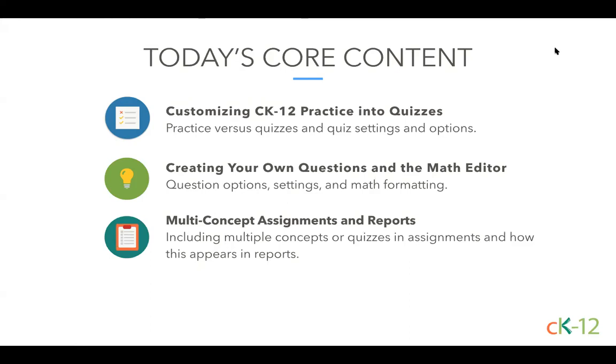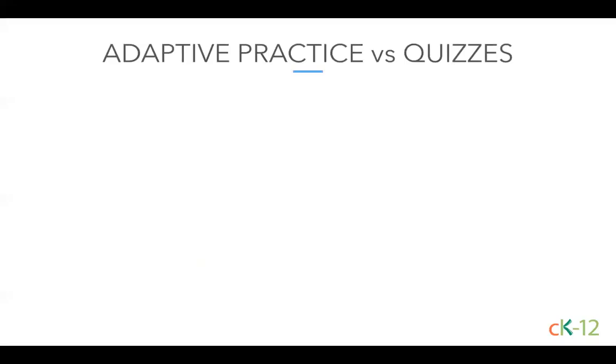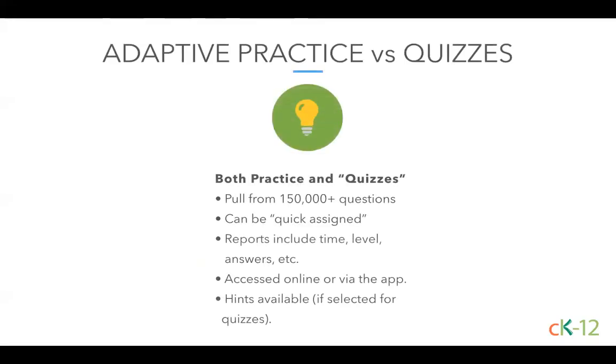Great. So let's start by talking about adaptive practice versus quizzes. We're going to talk about both of them and then the difference between the two of them as we move forward. So to start, what is the advantage of using either CK12's adaptive practice or what we call quizzes? I put it in quotation marks just because you can use it as a quiz or as a regular assignment. But the biggest thing is that we have over 150,000 questions in our database. They're mainly math and science questions, so those are the core areas. You can pull from those when you're making quizzes, or our adaptive practice will pull from that as well. These can be quick assigned using our assign to class feature, which I'll be sure to show you.